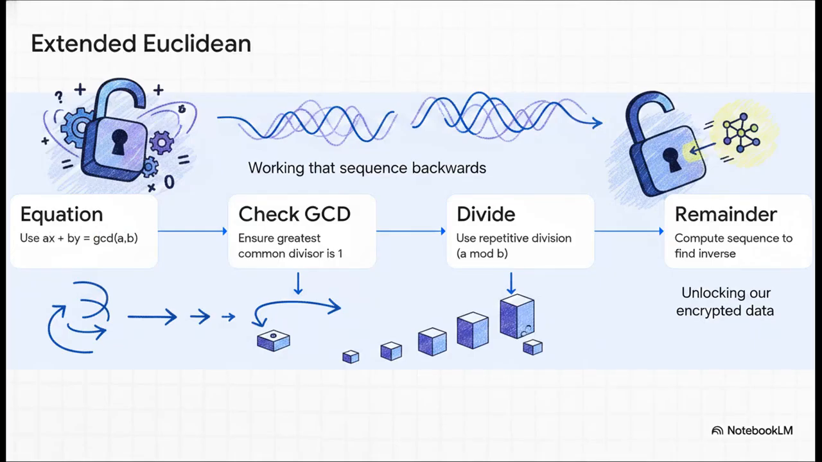So, to actually find that inverse, let's walk through the extended Euclidean algorithm together. I know it looks intimidating at first glance, but it's really just a simple loop. By repetitively dividing our numbers and strictly tracking the remainders, we step our way down until we hit a greatest common divisor of 1. When we work that sequence backwards, we can reliably calculate the exact multiplicative inverse. This algorithm is literally the master key that allows us to reverse the mathematical operations and actually unlock our encrypted data.